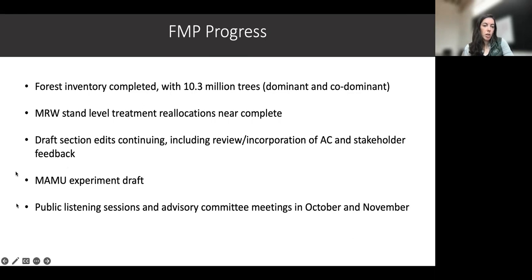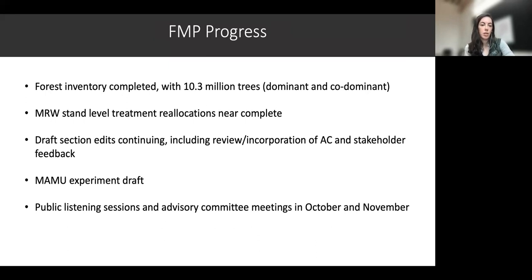Another piece that we've been working on is the marbled murrelet experiment draft. This has gone through multiple rounds with that technical group and is nearing a stage where we anticipate sharing it with this FMP working group. We wanted to get one more round of comments from the technical group working on it before sharing it out with this group, but you should expect to see that draft information very soon. And then finally, as I mentioned, we have a series of public listening sessions, advisory committee meetings, and FMP working group meetings in October and November.